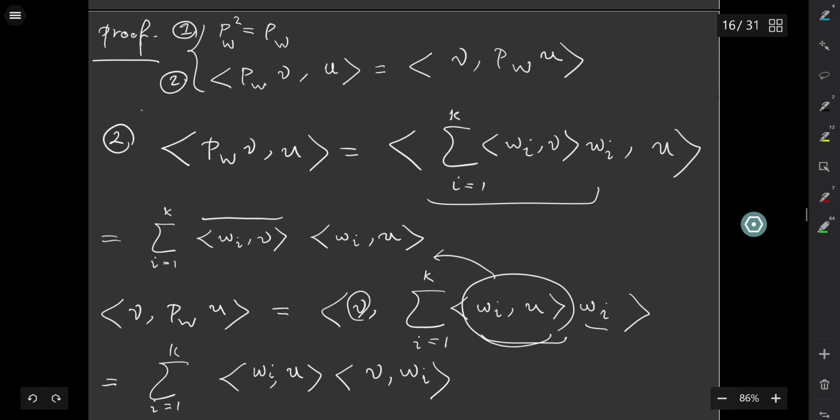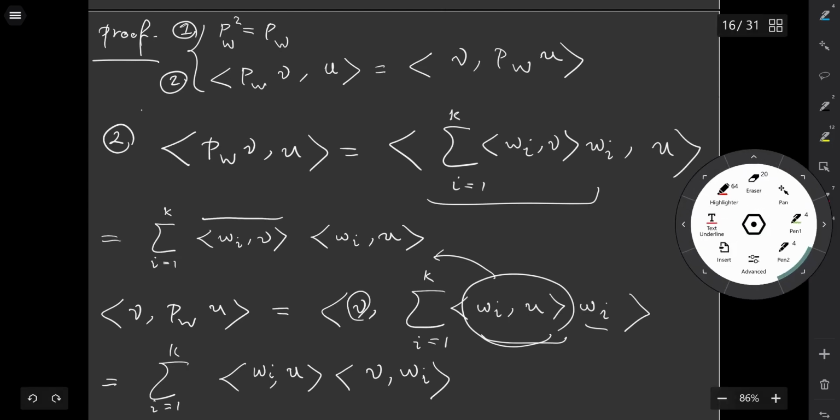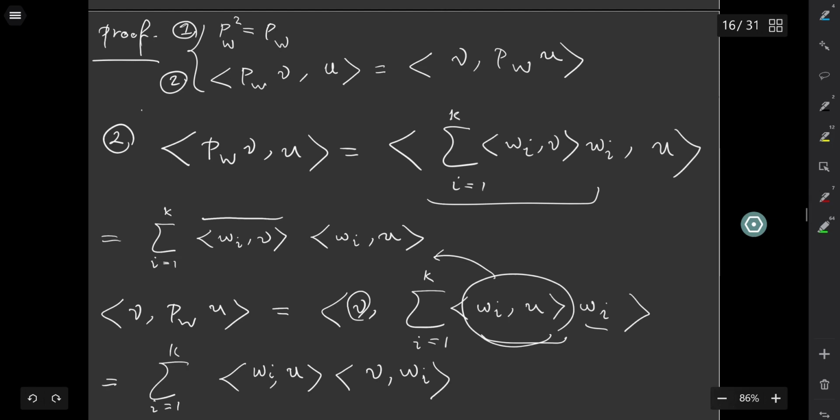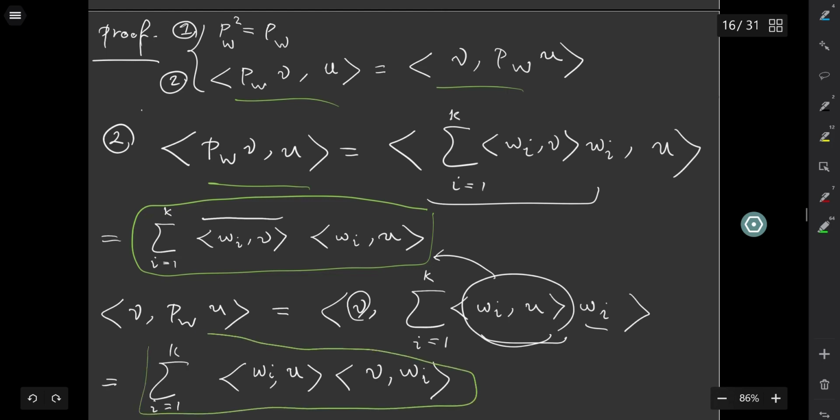Okay, so this is what we get. So what are we looking for? We wanted to show that this thing is equal to this thing. The first one turns out equal to this. The second part is equal to that.